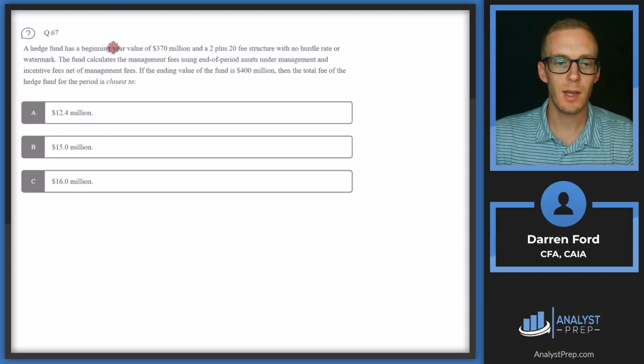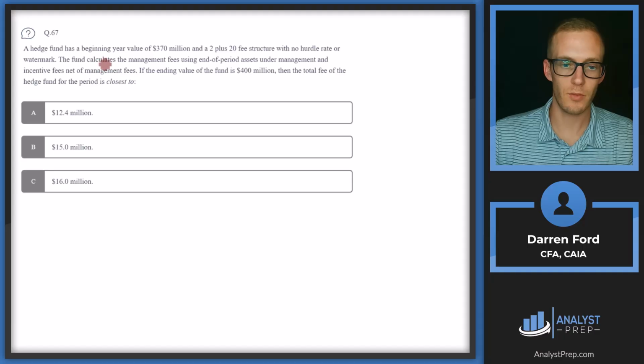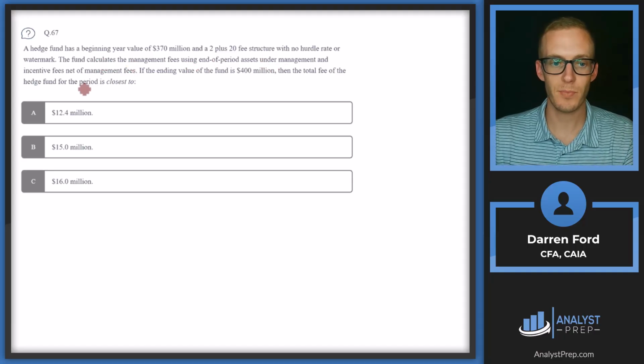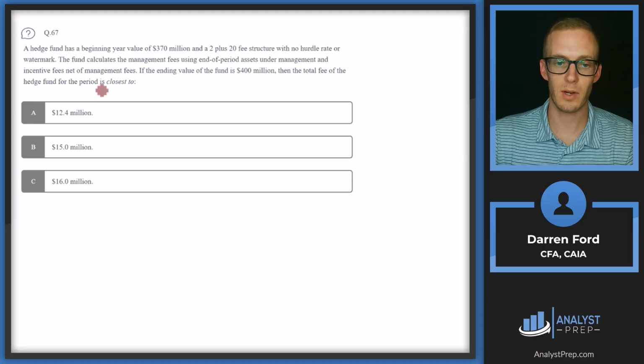Question 67. A hedge fund has a beginning year value of 370 million and a 2+20 fee structure with no hurdle rate or watermark. The fund calculates the management fees using end of period assets under management and incentive fees net of management fees. If the ending value of the fund is 400 million, then the total fee of this hedge fund for the period is closest to.